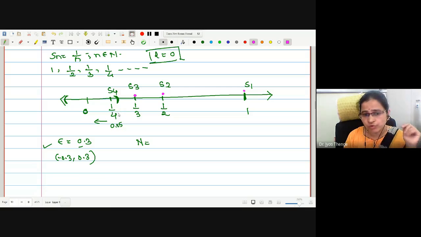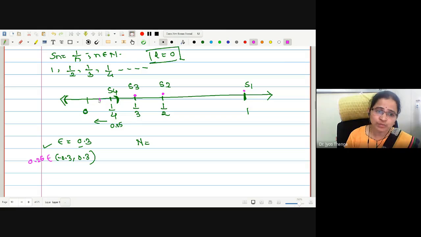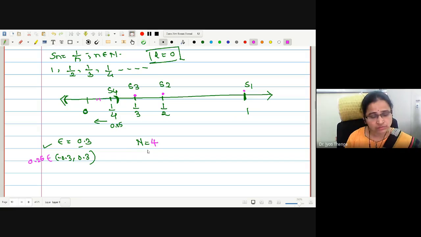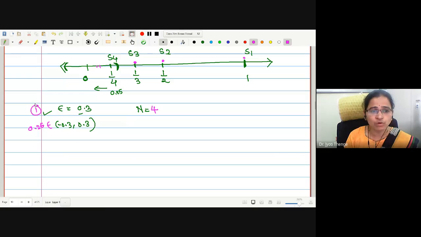But what for n equal to 4? For n equal to 4, the value is 0.25. Whether 0.25 falls in this interval? Yes, it does. Therefore, may I say for n equal to 4 and onwards, all the remaining points are also in the same interval? Therefore, the value of n is 4. So what is the first value we have found out? For epsilon equal to 0.3, the value of n is 4. That is, n equal to 4 and onwards, all the sequence points fall under this neighborhood for L equal to 0.